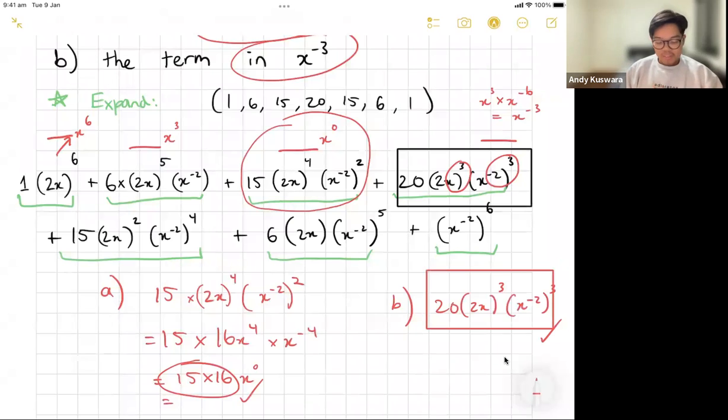Hopefully that wasn't too long of a video. I tried to condense it as short as I could, but hopefully you guys are starting to see the pattern. And do me a favor, there are no shortcuts. Expand everything out and learn to see the pattern and learn to get familiar with it.